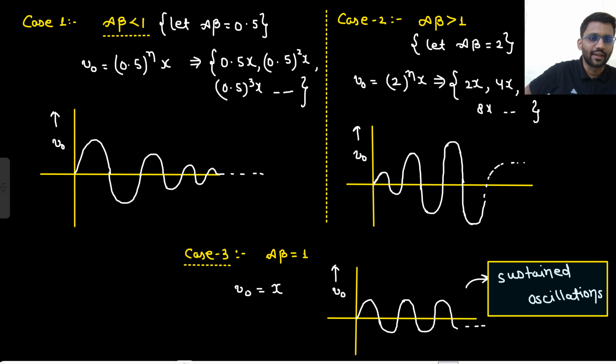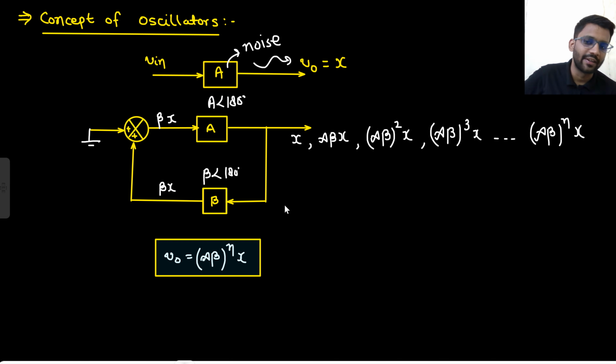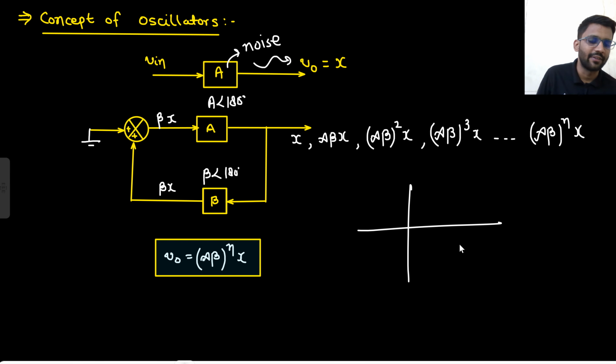Why I am making mode here? Because the thing is, in this loop I don't want any phase shift. Like I don't want that my A is providing me some 180-degree phase shift. I don't want this thing. If A is providing me 180-degree phase shift, then I would want that B is also providing me 180-degree phase shift. I hope you know what you mean by 180-degree phase shift.